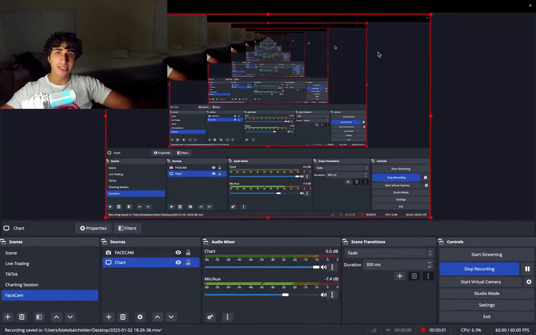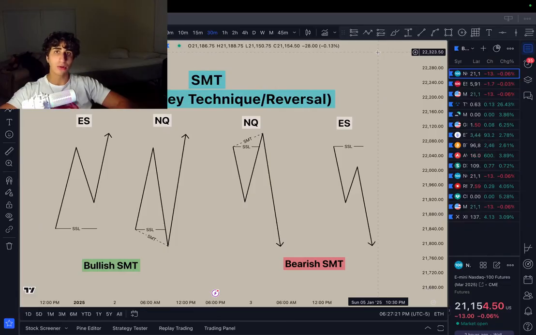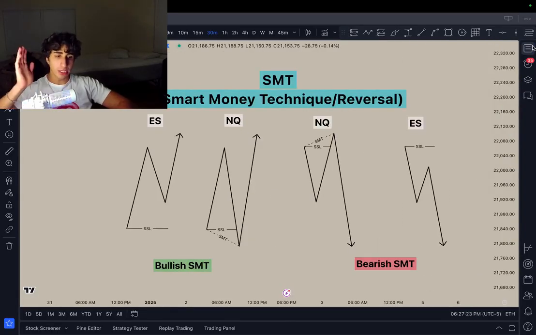What is good, around? For this episode, we're going to be covering SMTs, also known as smart money technique or reversal. So, smart money technique, SMTs, what does this actually mean?